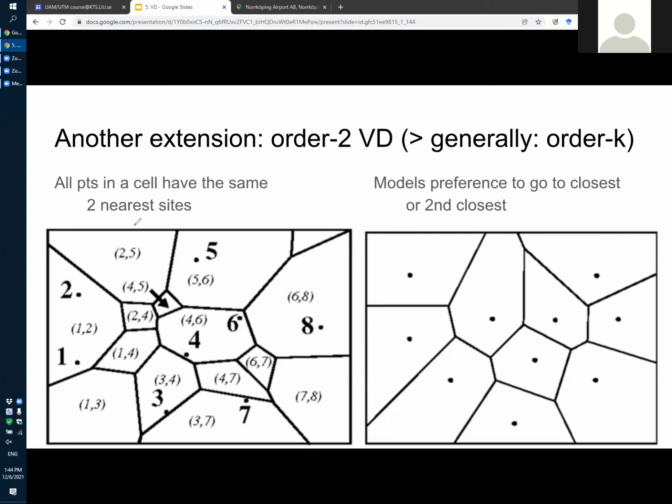Okay, so again, here you have these sites numbered 1, 2, 3, and so on, and then you have these different cells. And for instance, in this cell, the two closest sites are number 2 and number 5. Okay, in this cell, the two closest sites are number 6 and number 8. And this kind of models the preference to go not necessarily to the closest site, but maybe to the second closest, or more generally, for general K, to the K closest sites.